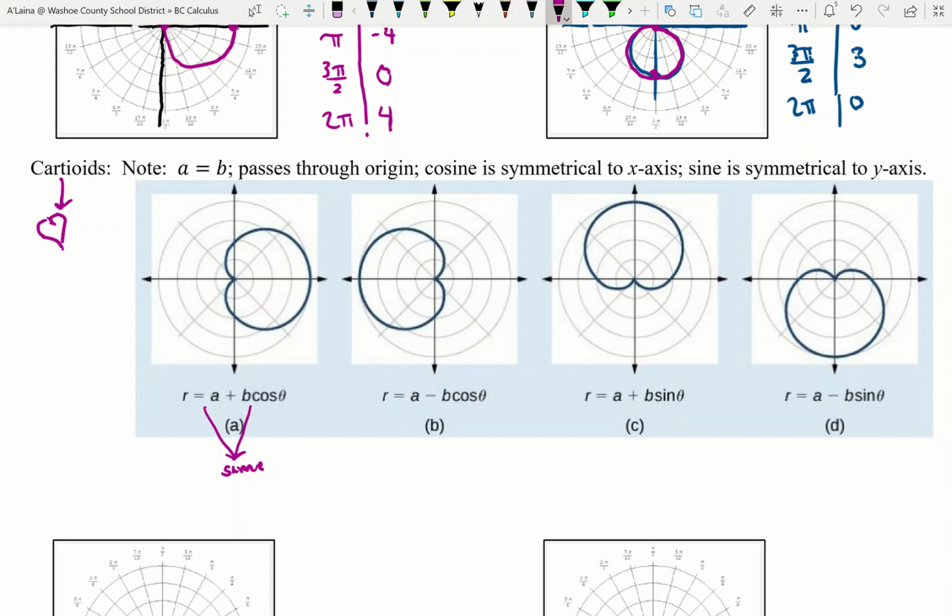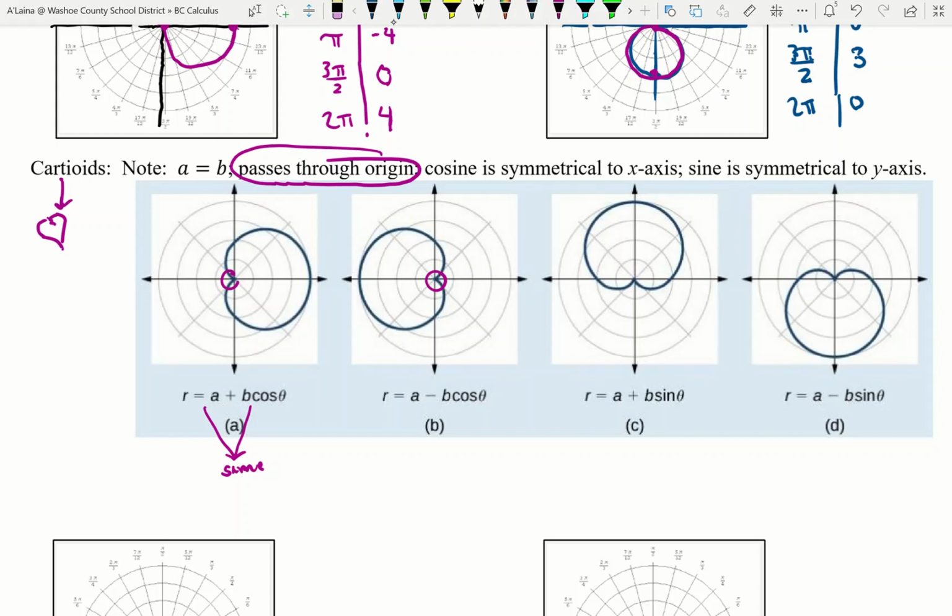If you see cosine, it's symmetrical to the x-axis, and the x-axis is kind of going right through the heart. And if it's a sine function, it's symmetrical through the y-axis. If there's a plus sign between them, we're going to be primarily on the right side here. A minus will shift it to the left. A plus with sine will go above. Primarily, you're going to see it dips below, and it'll go down to the bottom. Now, this is helpful too with the cardioid. That little dip of the heart is going to be on the origin. You're going to see that on every single one of the cardioids.